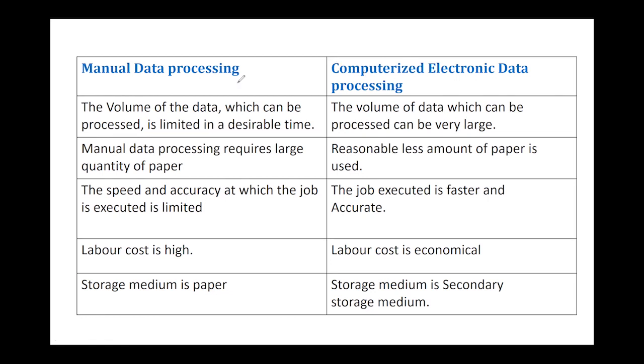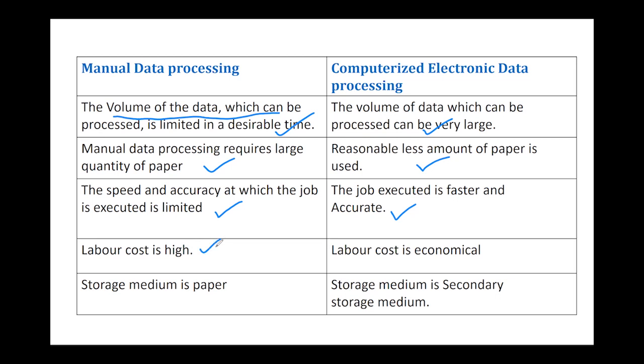Let's quickly go through the difference between manual and computerized electronic data processing. In manual processing, the volume of data which can be processed is limited, and also within a limited time, whereas the volume of data which can be processed is very large here. Manual data processing requires a large quantity of paper. Reasonably less paper is used here. We will not say that no paper is used, but a reasonably less amount. The speed and accuracy at which a job is executed is limited, of course, because it is done manually by people, who tend to get tired. But when it comes to computers, the job is executed faster and more accurately.